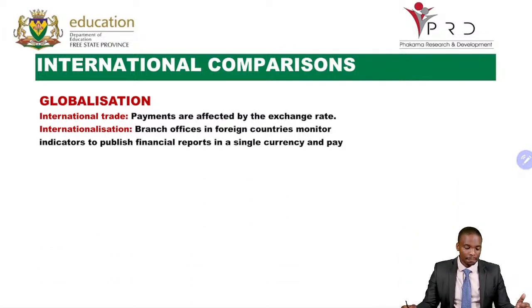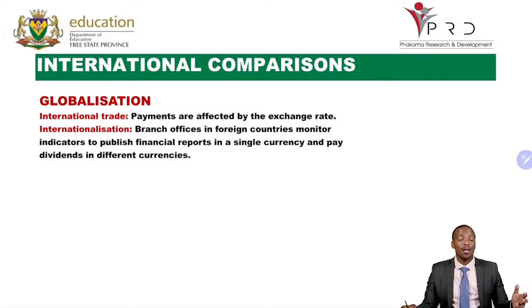So with this internationalization, they look at indicators to publish financial reports in a single currency and pay dividends in different currencies. As you know, most of us will measure per dollar per day. That's how the standardization works.